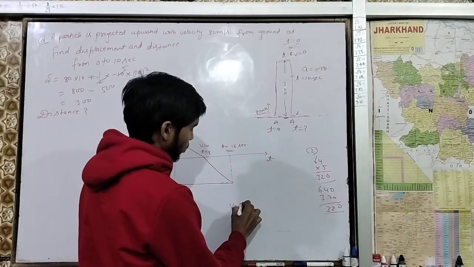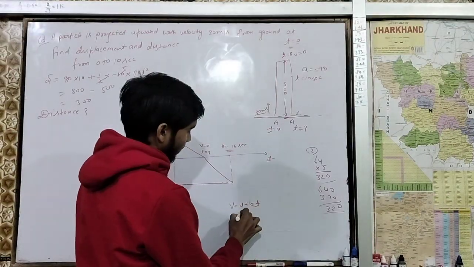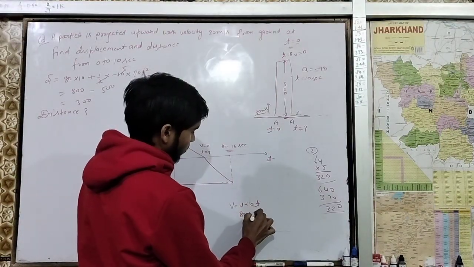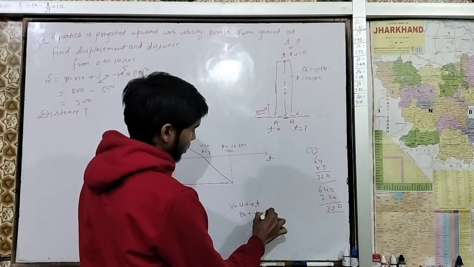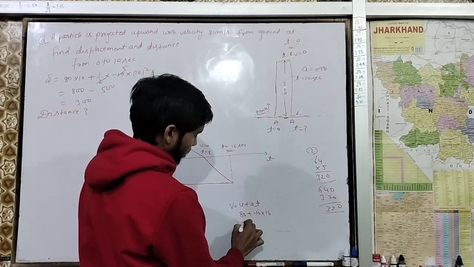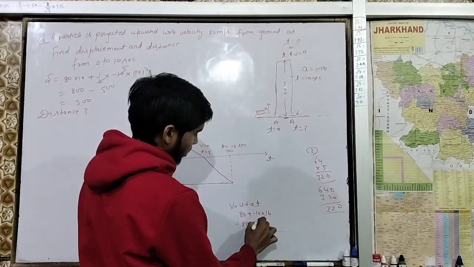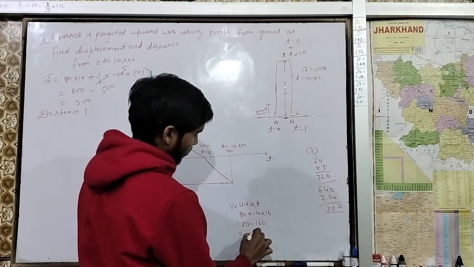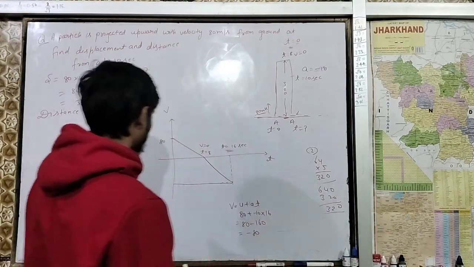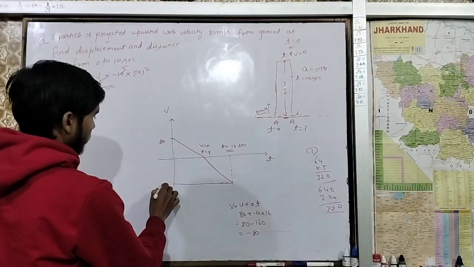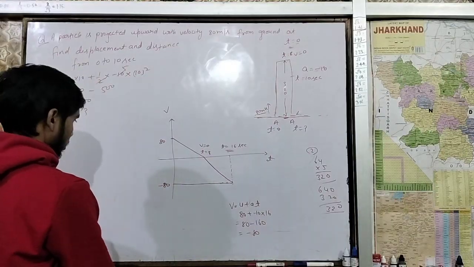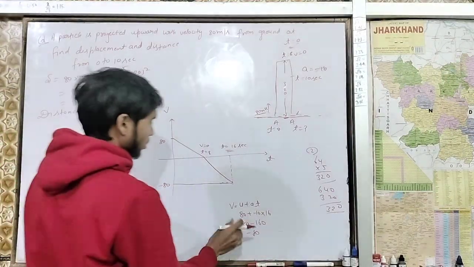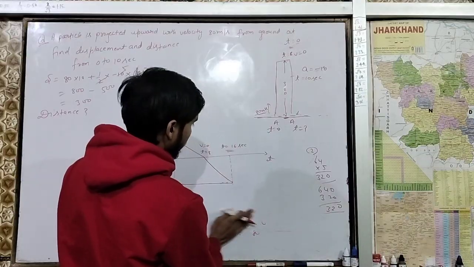v is equal to u plus at, 80 plus minus 10 multiplied by 16, 80 minus 160, so minus 80. This will be minus 80.